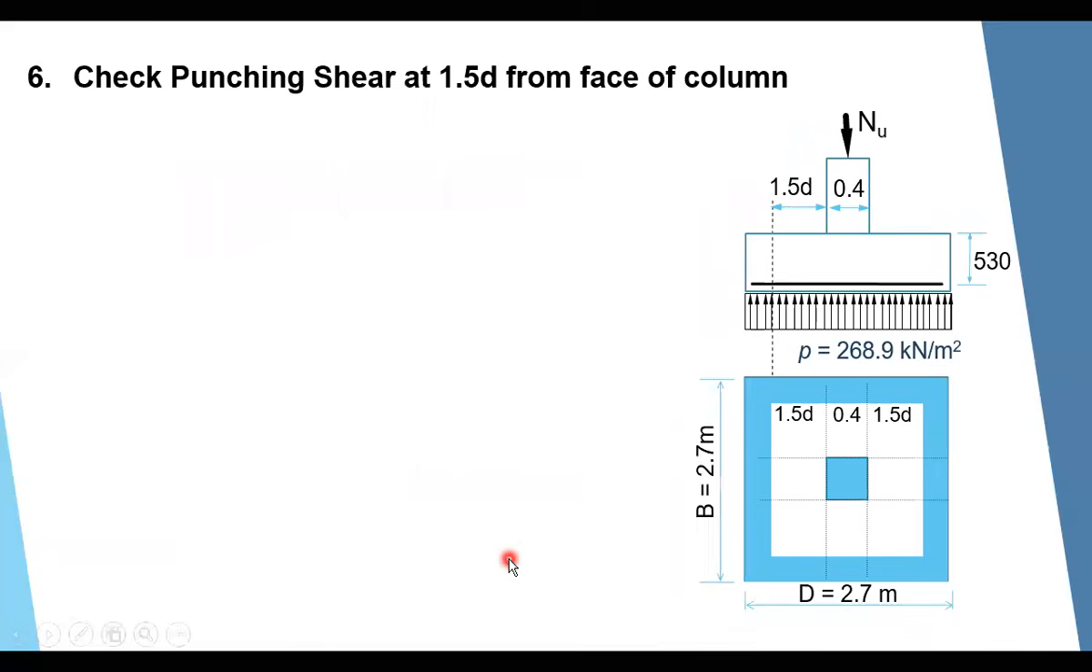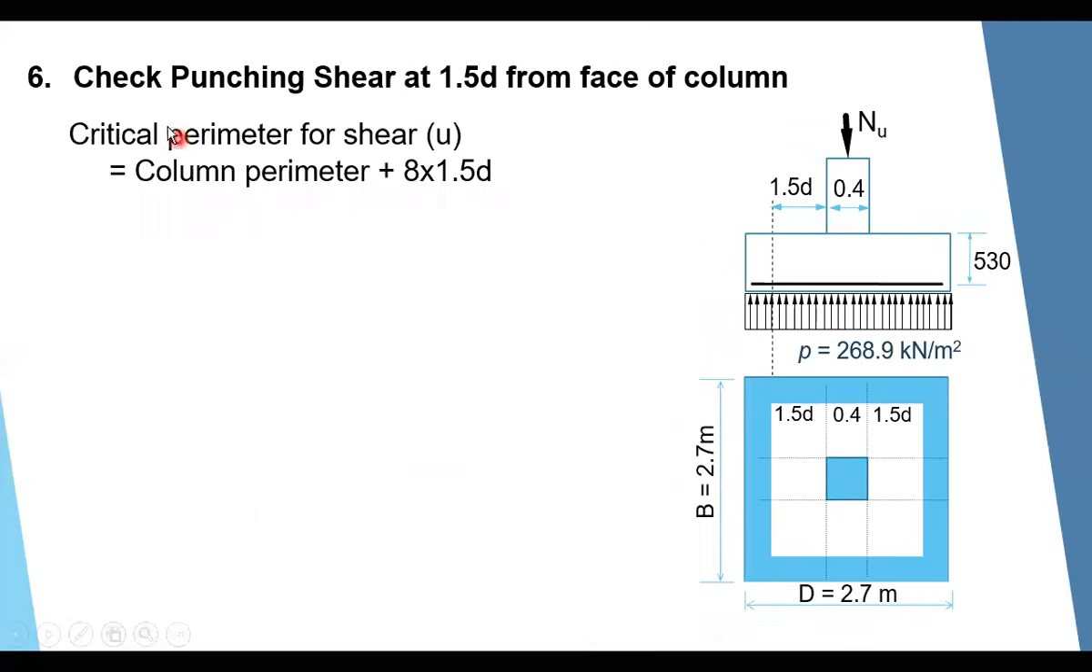What will be the coming step? Again, it is a very important step to check the punching shear at a distance 1.5 D from the face of the column. According to the BS code, this will be the critical section for the punching shear, at a distance 1.5 D from the face of the column from all sides. Here, because this is a square column, this distance will be 1.5 D from all sides, and you have a square area here.